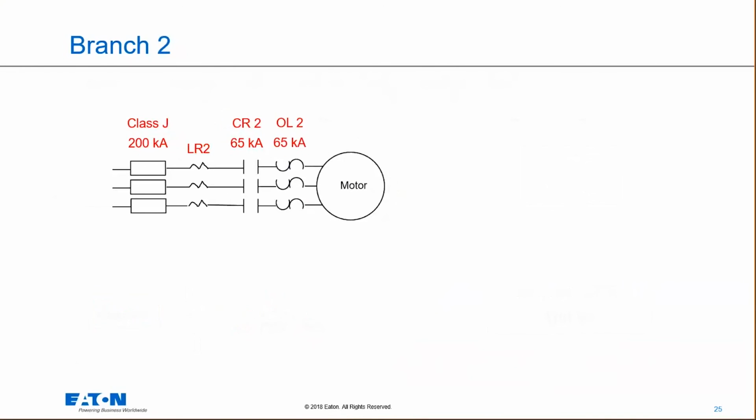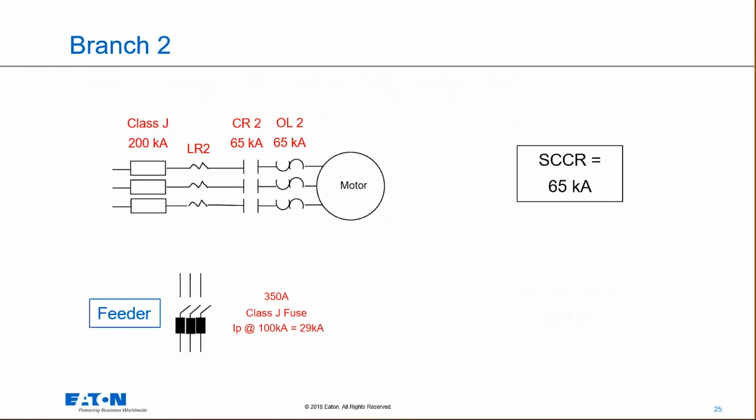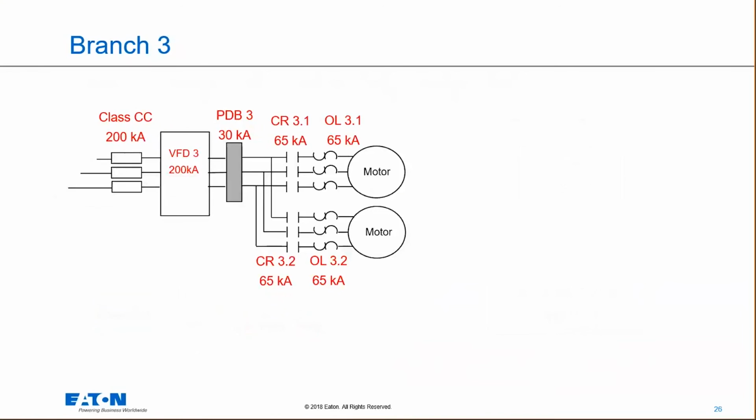If we look at the next example, we have an original SCCR of 65 kA. With a Class J fuse in there, once again we can raise that up to a 100 kA rating. So we can go all the way from 65 up to 100 kA, and we didn't change anything at all in that branch. As you move down to branch number 3, we have the 200K rating of the Class CC feeding a VFD, feeding a power distribution block that's rated at 30 kA. Then we have some other contactors and overloads on there that are rated at 65,000 amps. So the original SCCR of this particular branch was 30,000.